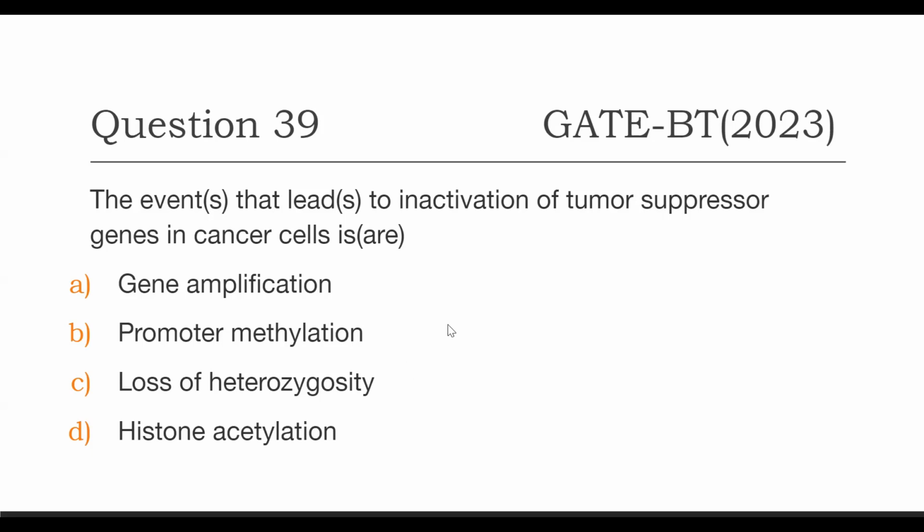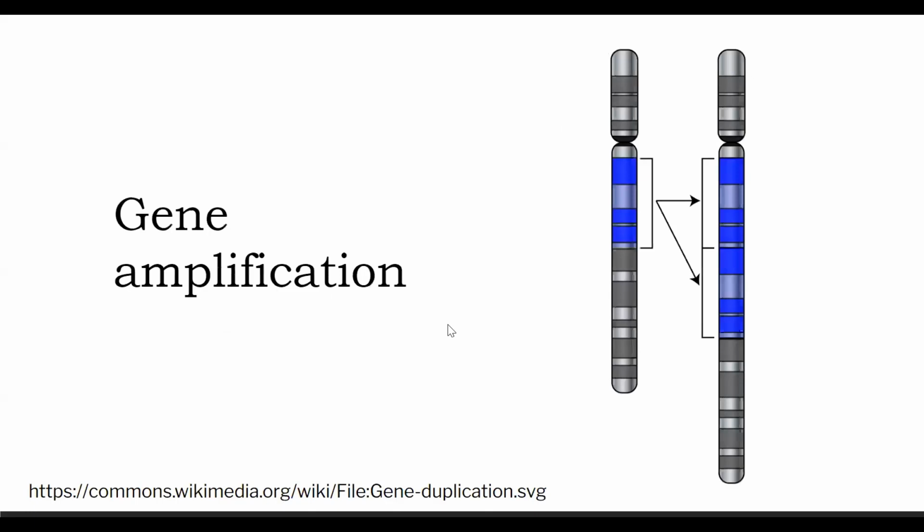So the first option is gene amplification, which refers to an increase in the number of copies of a gene in the genome. Like you can see here, this one gene has amplified into 2 copies of it, right? So that is gene amplification.